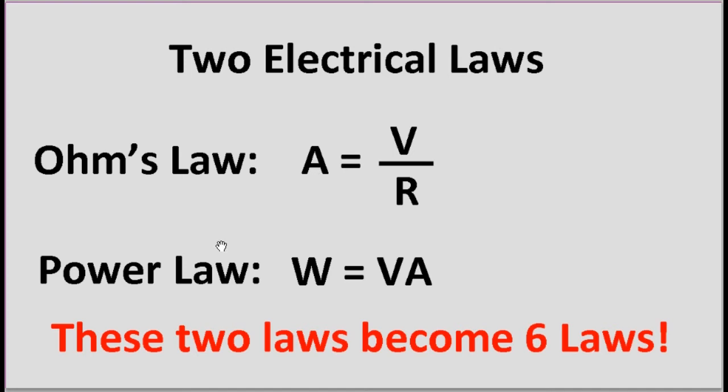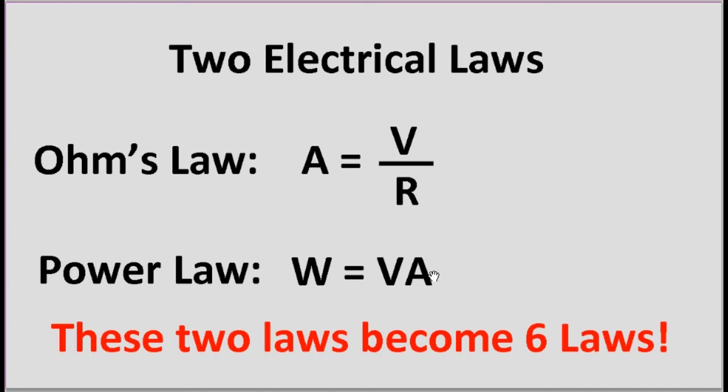And the Power Law says that W, the watts, is equal to the volts times the amps. And that sort of makes sense in an intuitive way also, because if we have a lot of push, a lot of V, and we have a lot of current, we're pushing the current with a lot of force, V, then there'll be a lot of watts.